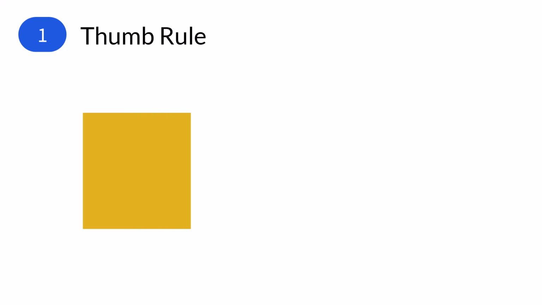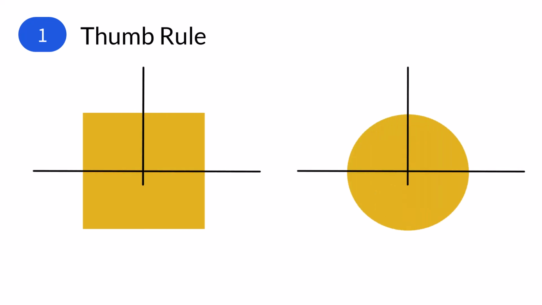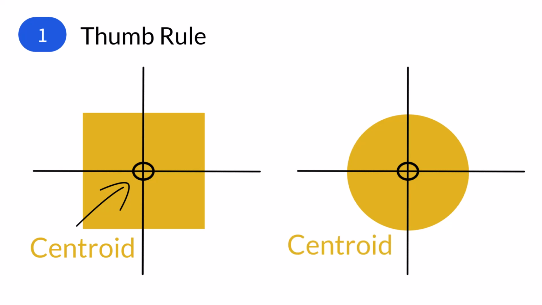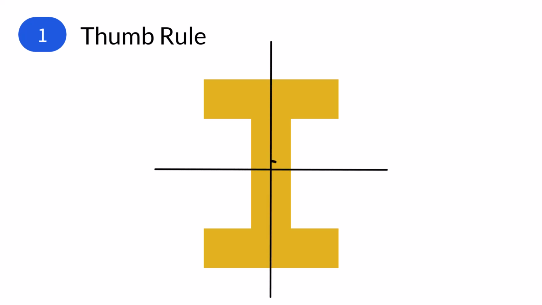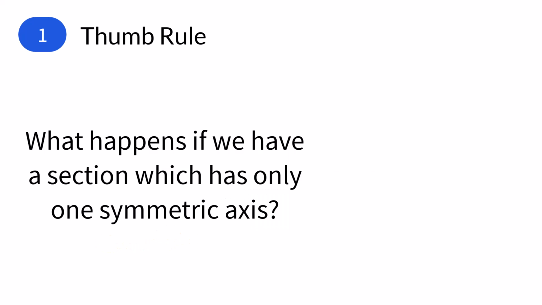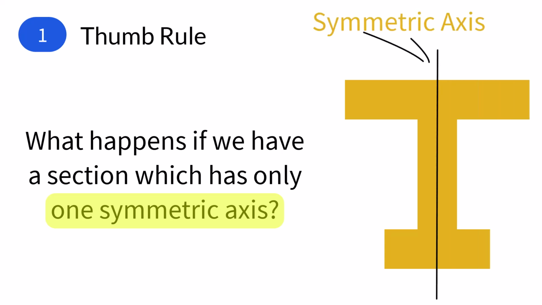Similarly, we have a square and a circle. Both have two symmetric lines passing through their centers. The intersection of these symmetric lines gives us the centroids of the square and the circle, respectively. In the same way, a symmetric eye section has two symmetric axes, and their intersection gives us its centroid. But what happens if we have a section which has only one symmetric axis, such as an asymmetric eye section having a vertical symmetric axis passing through its center?